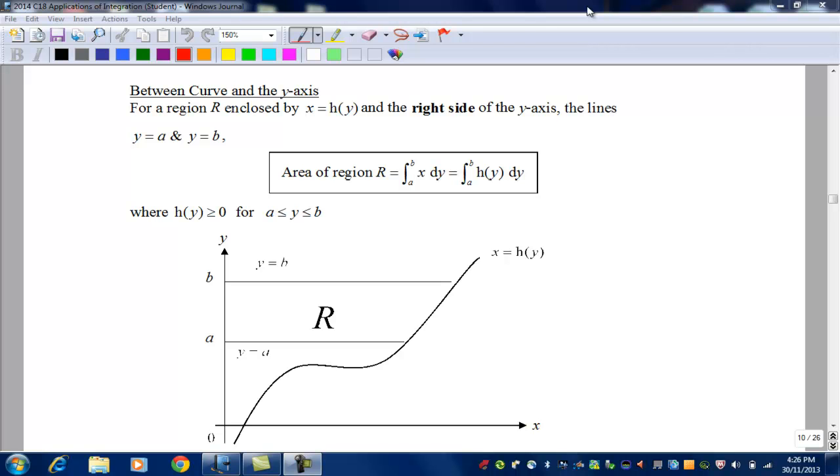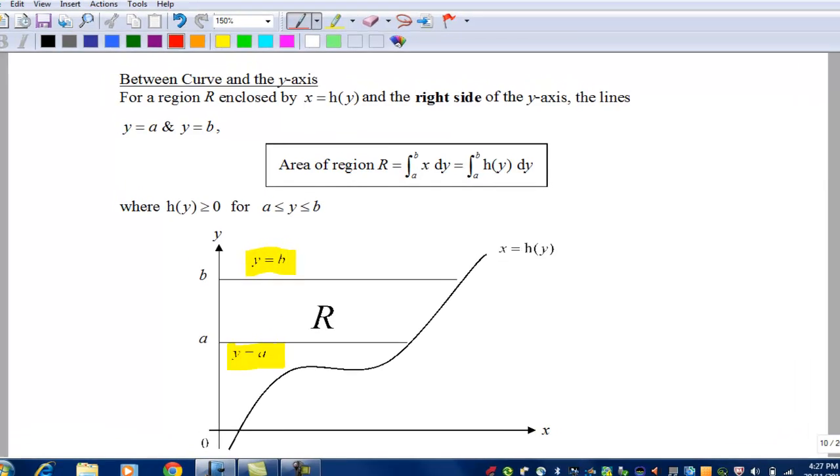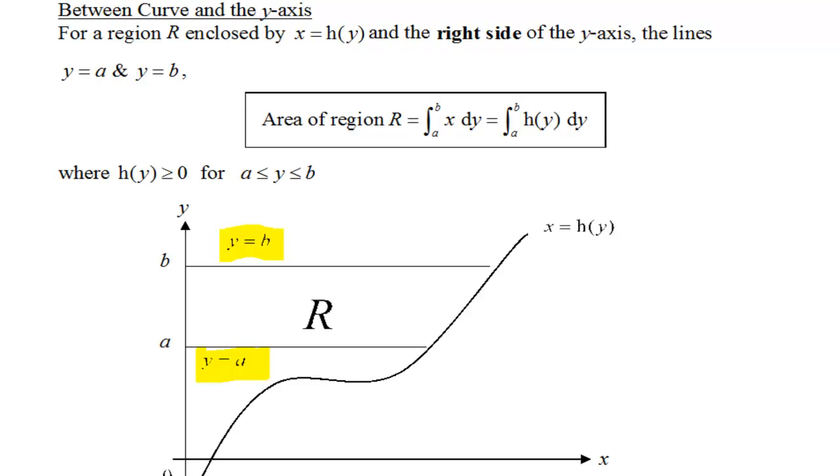Right now we are on page 10 of your lecture notes, discussing how to find the area between the curve and the y-axis. For a region R enclosed by the function x in terms of y, in this case written as x equals h of y, and the right side of the y-axis, the lines y equals a and y equals b, the area of region R can be found by integrating from a to b x dy, where x is actually your h of y.